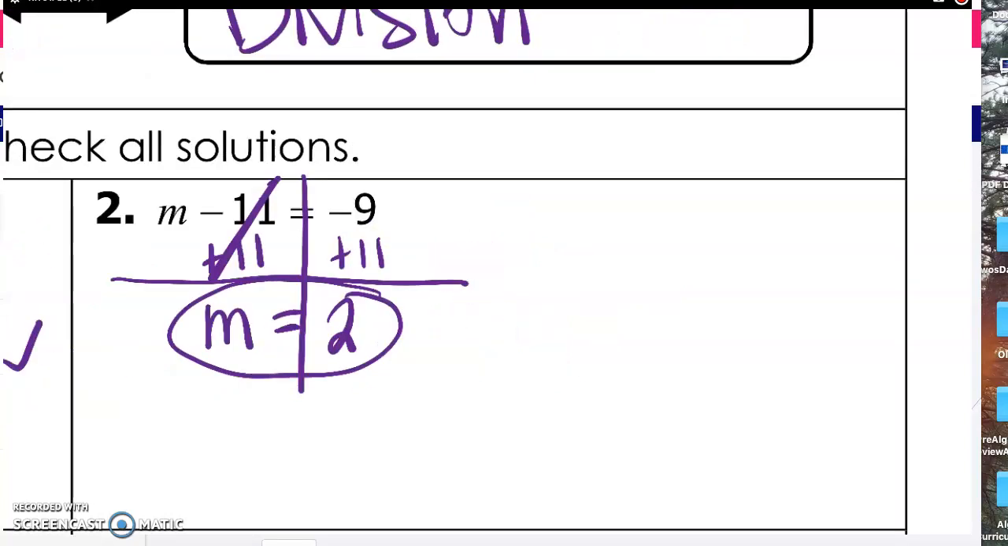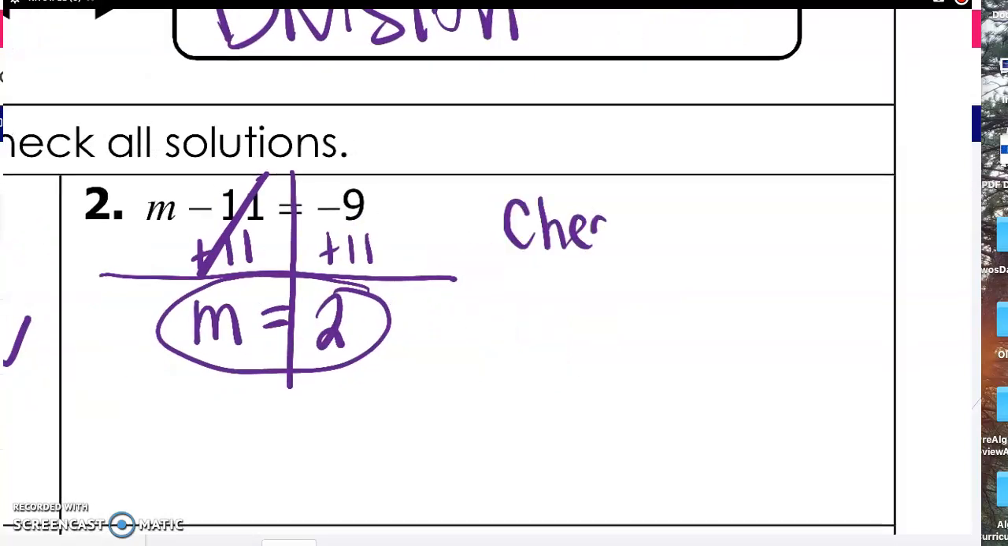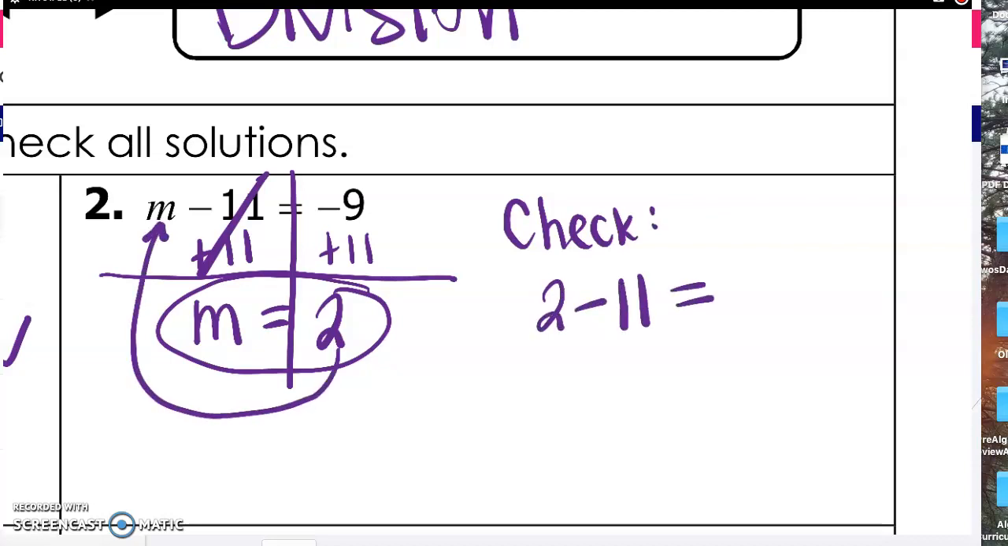So there's your answer. When you check it, I'm not going to write this for each of them, but in your calculator, you would type in 2, because that's what you got for m, minus 11, hit your equals, and you would get negative 9. So every time you get an answer, plug it back into the original equation and make sure it is true.